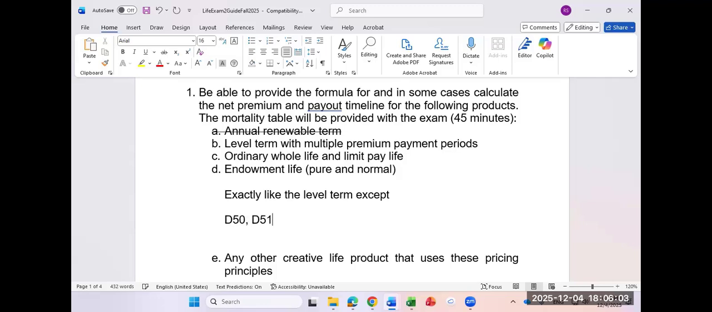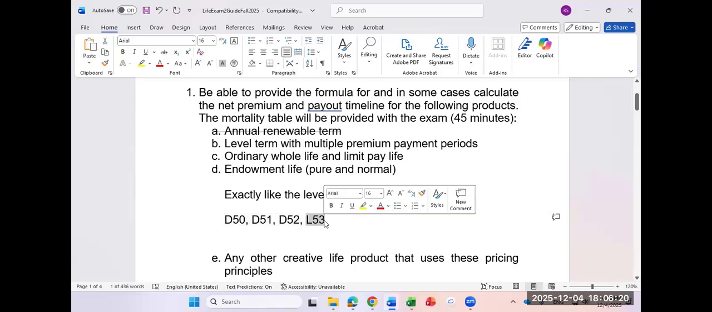D50, D51, D52. And what does the endowment do? If you're alive, you also get the money. All right. So the only difference between the endowment and level term is that you get the money if you die, and at the end, if you're still alive, you still get the money.